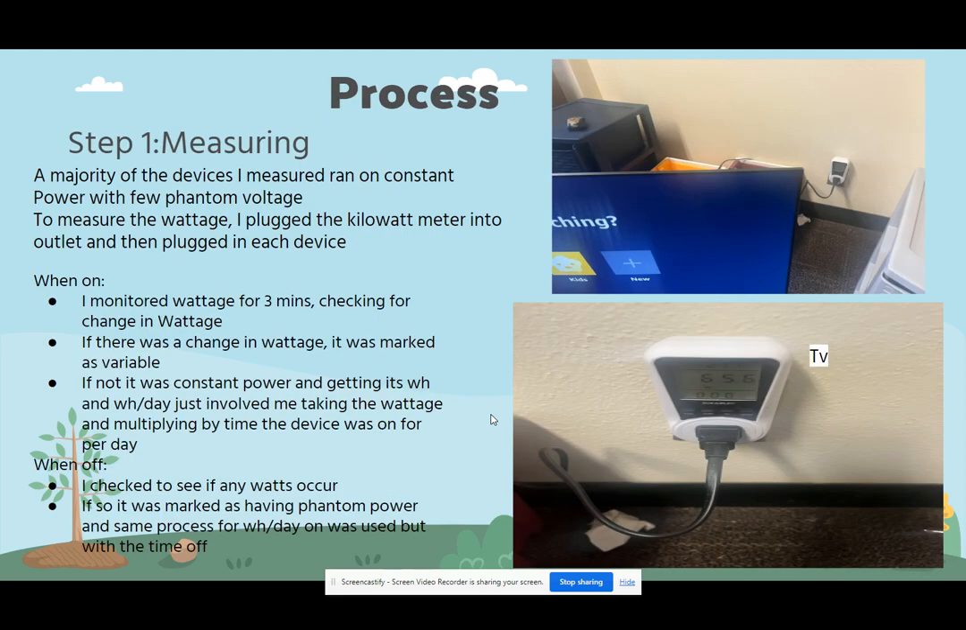Process. Step 1. Measuring. A majority of the devices I measured ran on constant power, with a few having phantom voltage. To measure the wattage, I plugged the kilowatt meter into the outlet, then plugged in each device. When on, I measured wattage for around 3 minutes, checking for a change in wattage. If there was a change, I marked it as variable. If not, it was constant power, and getting its watt hours per day just involved me taking the wattage and multiplying by the time the device was on per day.